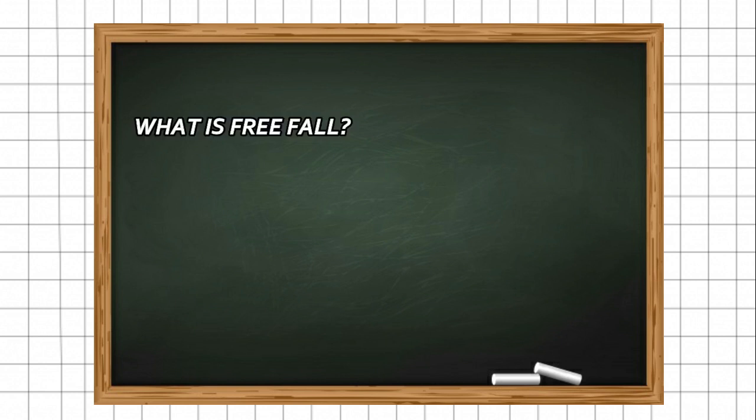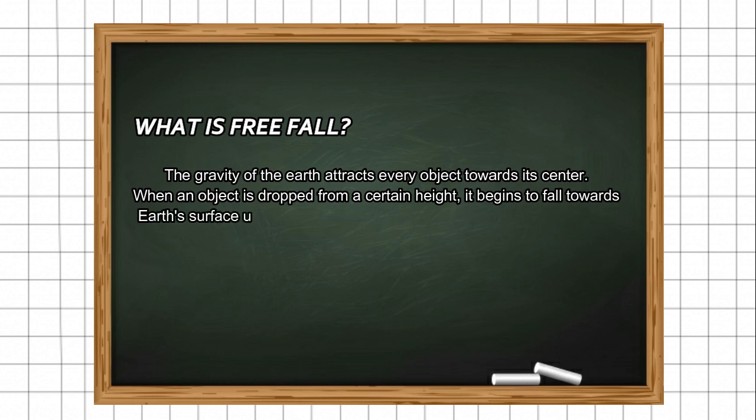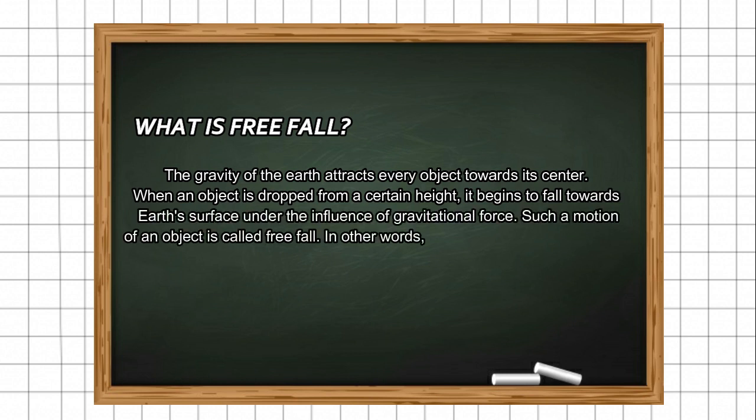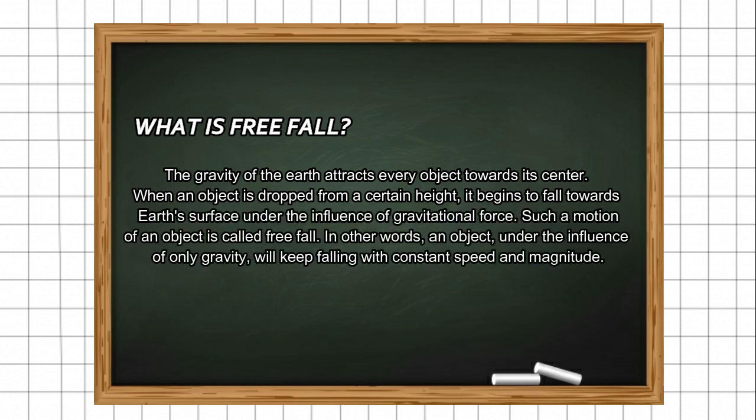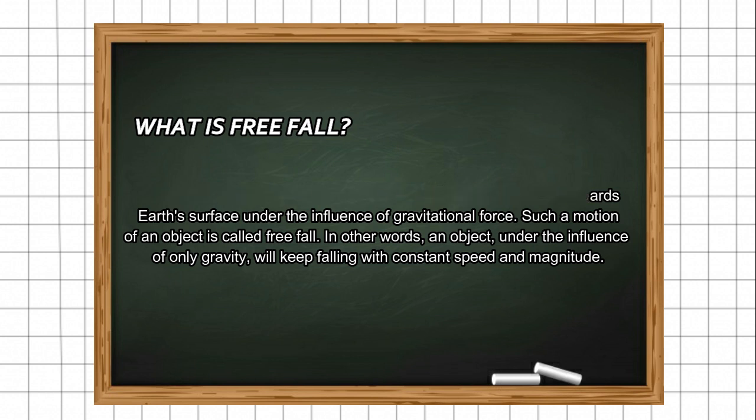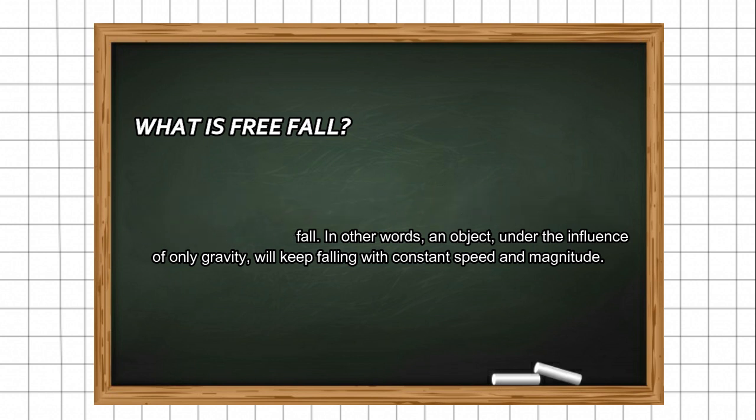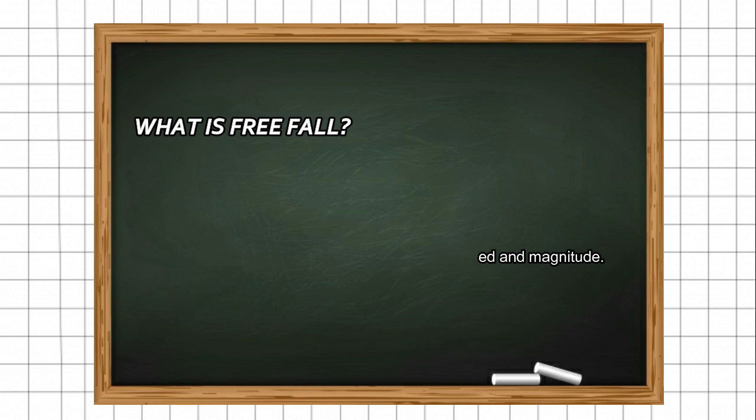So, what is freefall? The gravity of the Earth attracts every object towards its center. When an object is dropped from a certain height, it begins to fall towards Earth's surface under the influence of gravitational force. Such a motion of an object is called free fall. In other words, an object under the influence of only gravity will keep falling with a constant speed and magnitude.